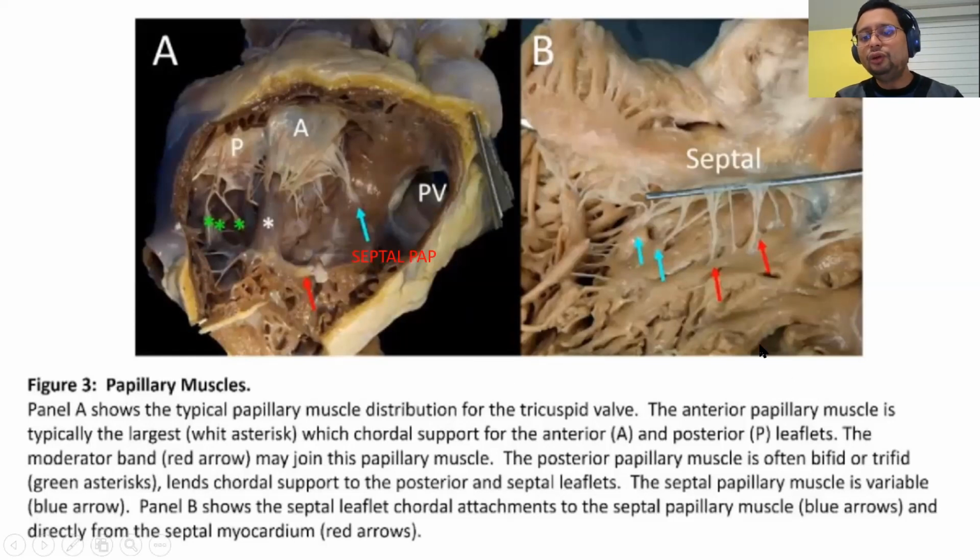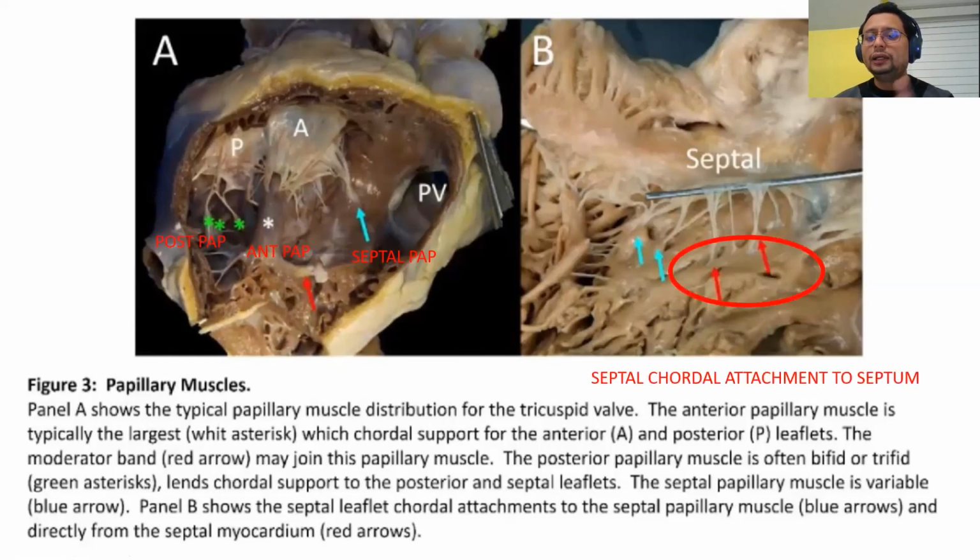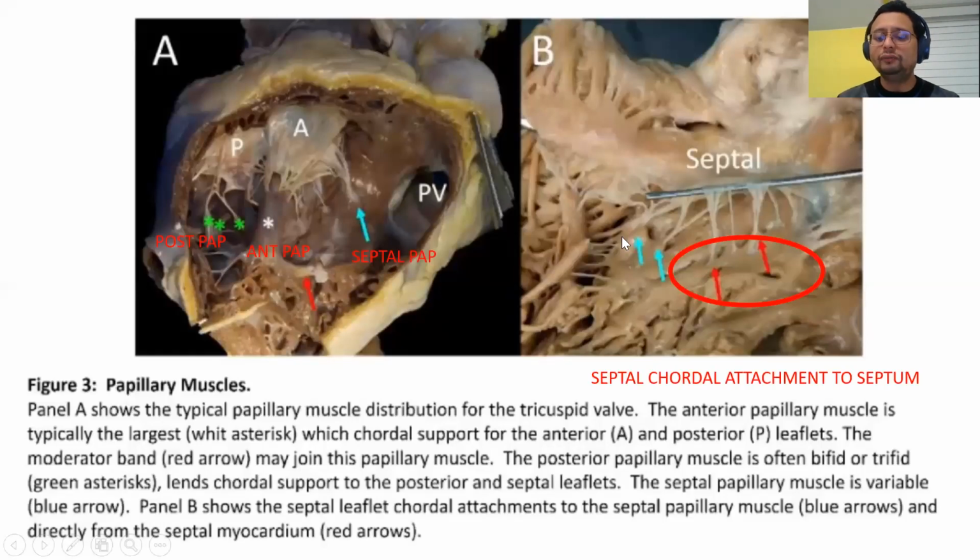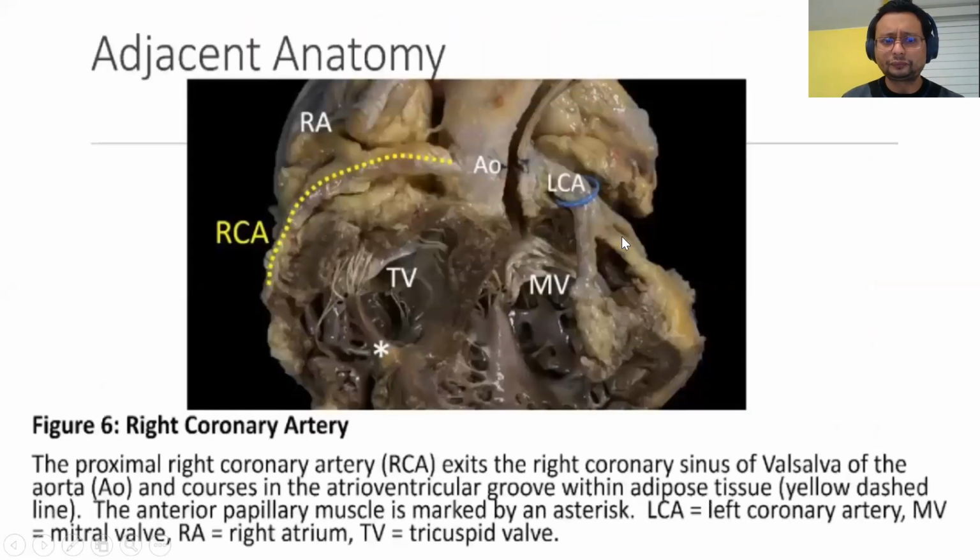Now, if you look at this side here, this is a zoom view of the right ventricle. Part of the septal leaflet of the tricuspid valve is attached to the posterior papillary muscle, and part of the septal leaflet is attached directly to the interventricular septum. So I just wanted to show you the three papillary muscles on the right side: the anterior, the posterior, and the septal, and also the attachment of the chordae tendineae of the septal leaflet of the tricuspid valve to the septum.